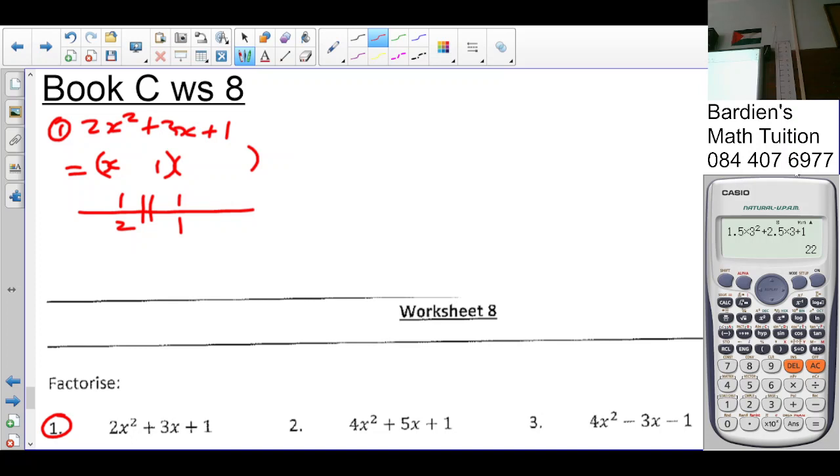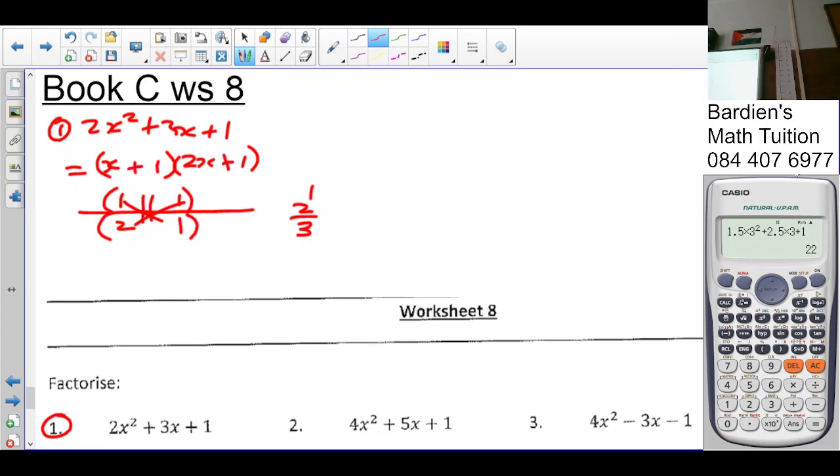So, do we add or subtract the products? We add. 1 times 3 is 1 times 1 is 1. 1 times 2 is 2. You add, you get 3. So in the bracket goes a 1 and a 1, a 2 and a 1, not a 1 and a 2. So the 2 is first. So it's 2x and a 1. You understand? So that's in our signs.